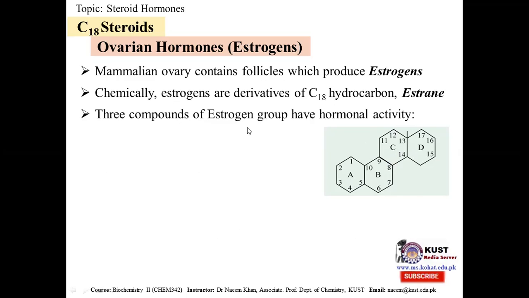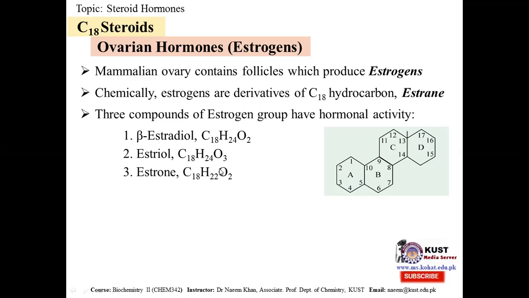Three compounds of the estrogen group have hormonal activity. Estrogens are basically of three types, and there are three compounds known which have the characteristics attributed to estrogen. These include beta estradiol, which is C18H24O2, estriol, which is C18H24O3, and third is estrone, C18H22O2. Three estrogen compounds are there: beta estradiol, estriol, and estrone.